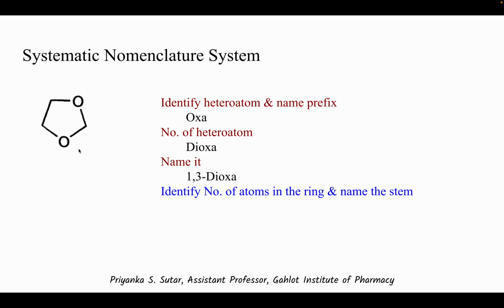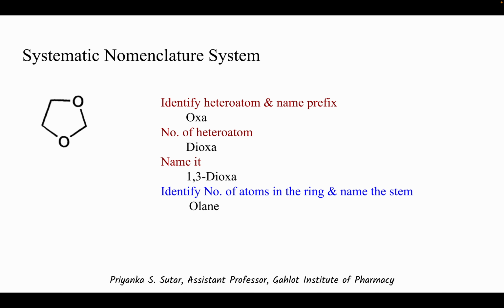Now see how many heteroatoms are present. How many atoms total? How many atoms are present in the ring? 1, 2, 3, 4, 5. So 5 atoms are present in the ring. So for this, now you will refer table number 2. Now this ring is 5-membered ring and it is saturated. So what is the stem for 5-membered ring which is saturated? Refer table number 2. So the stem is olane.